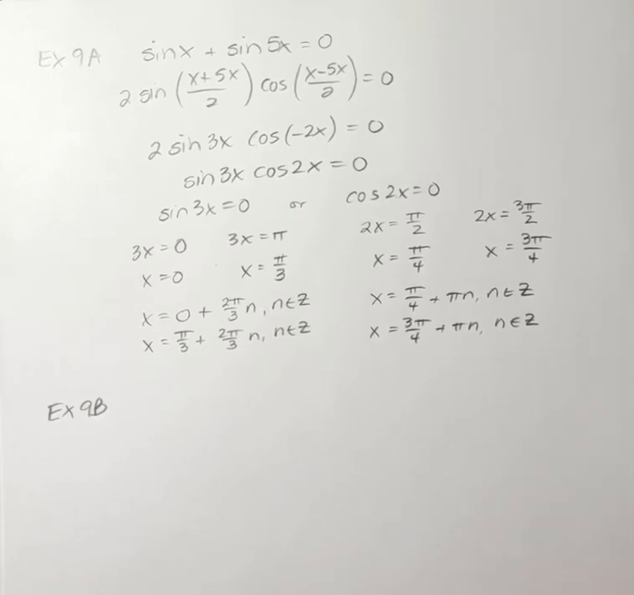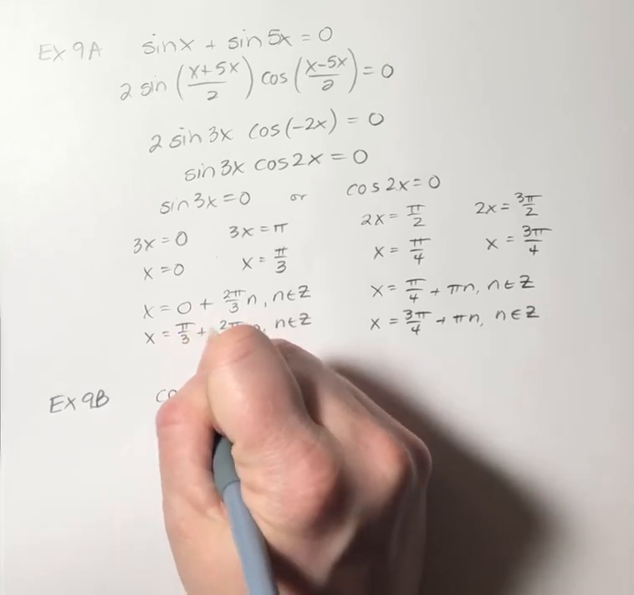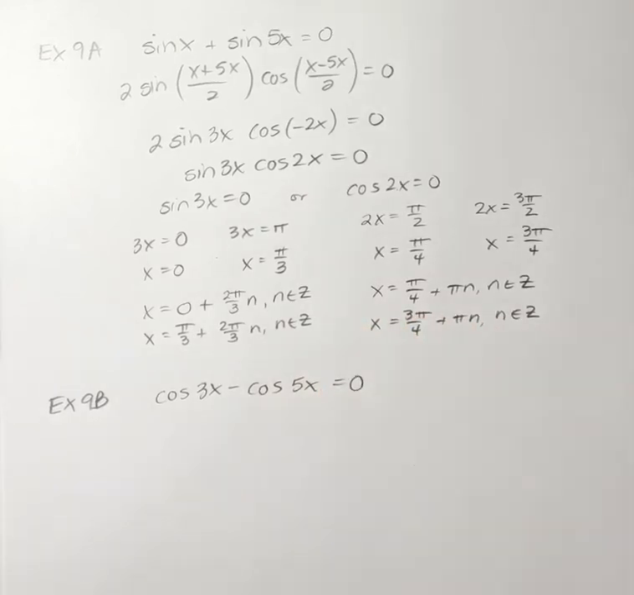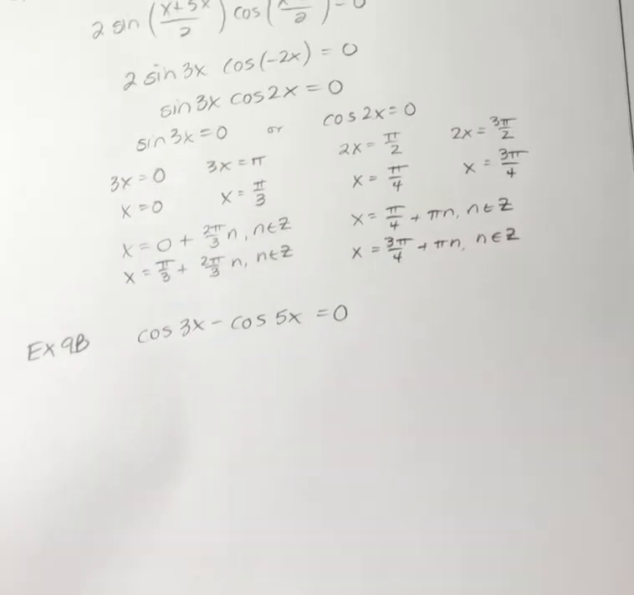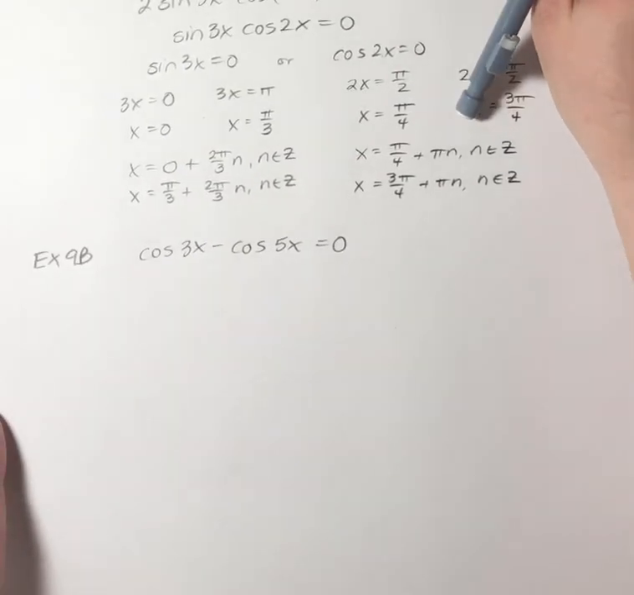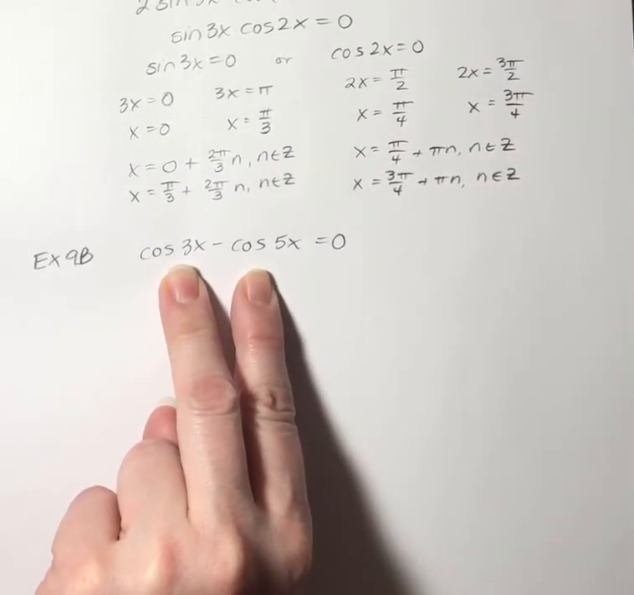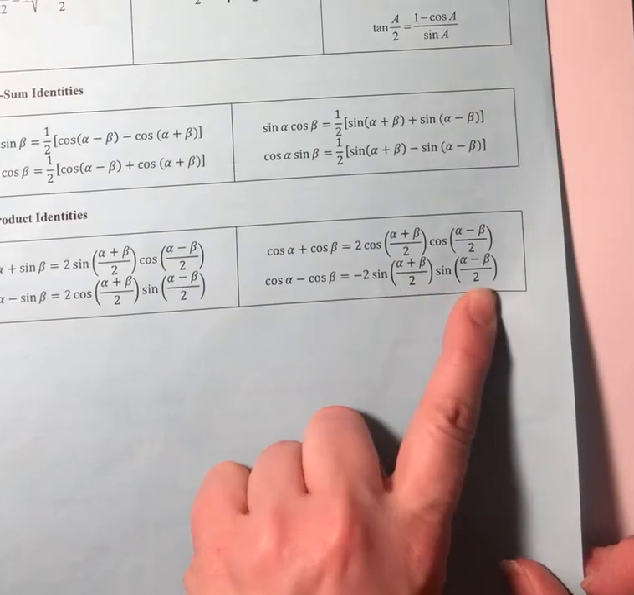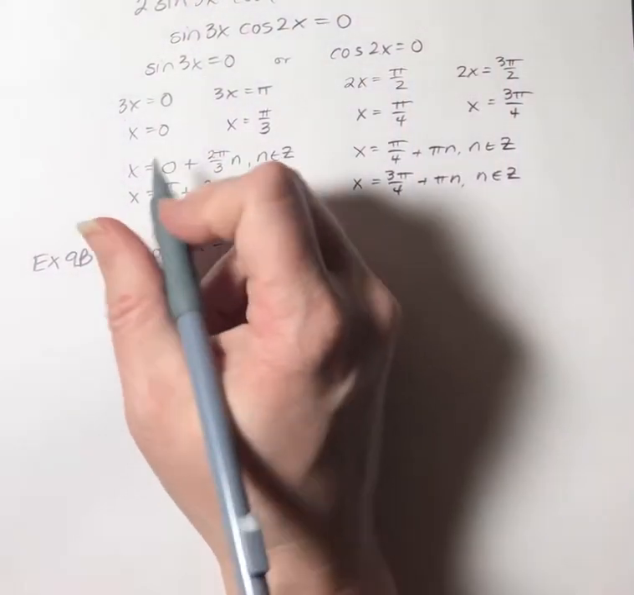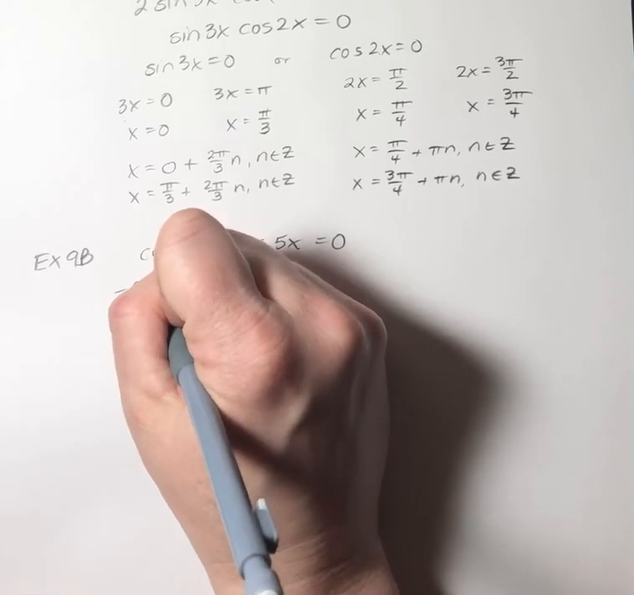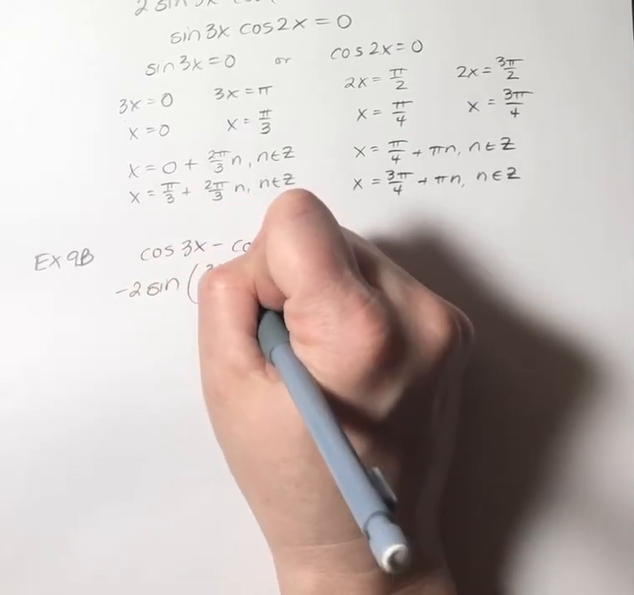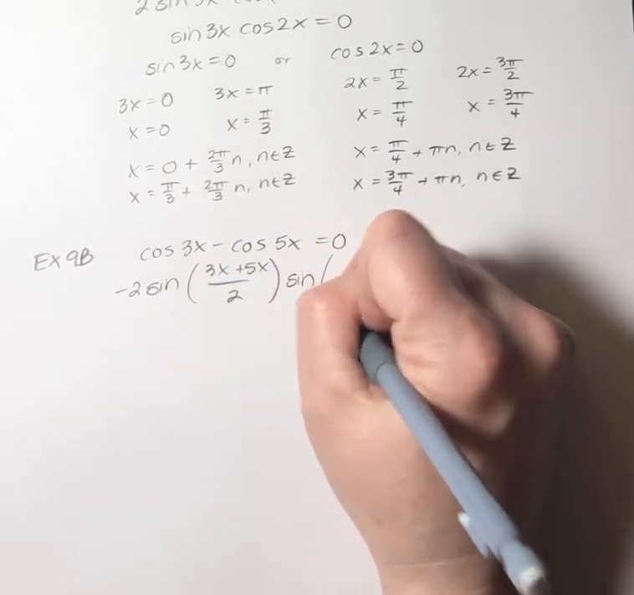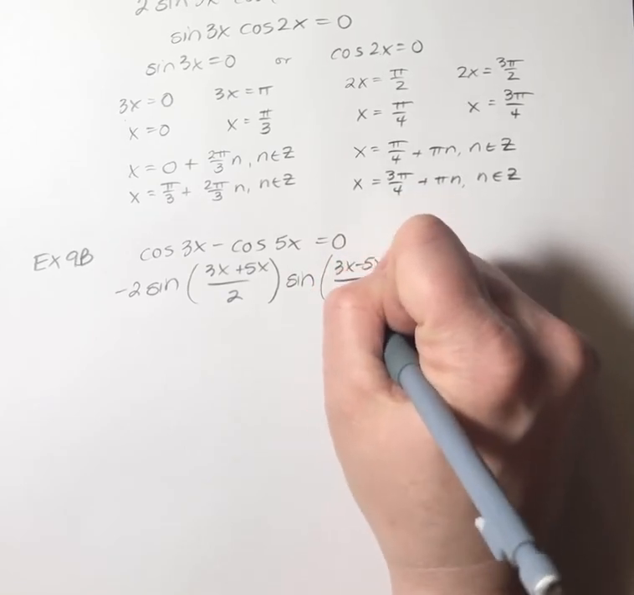Example 9b, very last one for chapter 5. All right, cosine minus cosine. So identity sheet, cosine minus cosine. This is the one I'm going to use. Okay, so I have a negative 2 times the sine of (3x plus 5x)/2, and then times the sine of (3x minus 5x)/2.